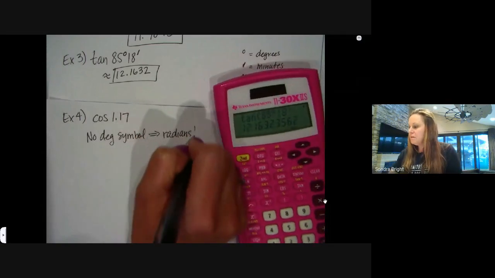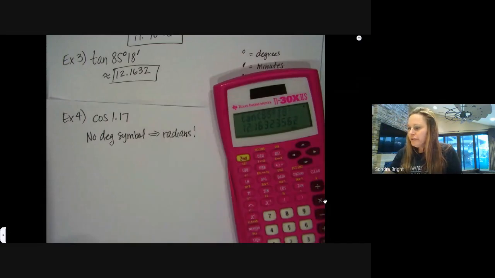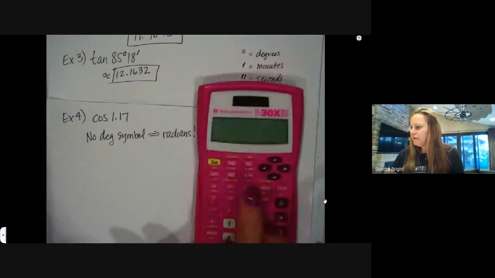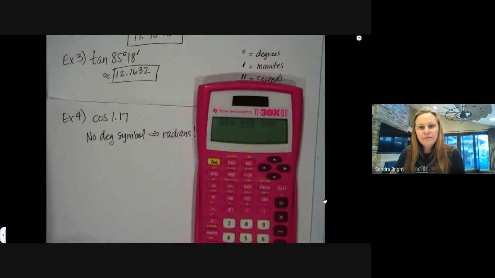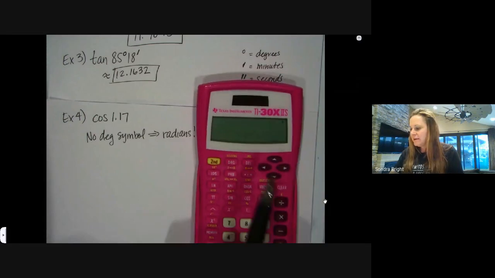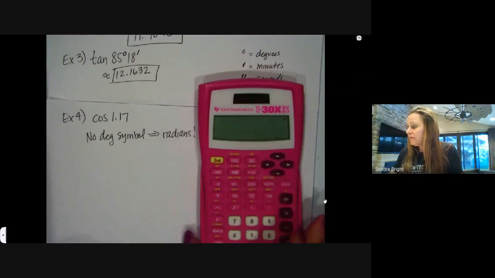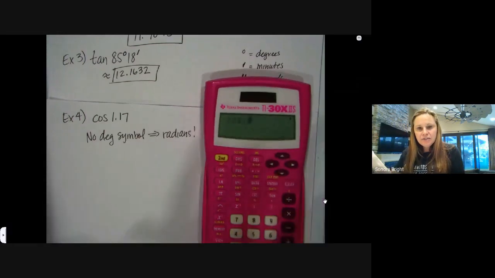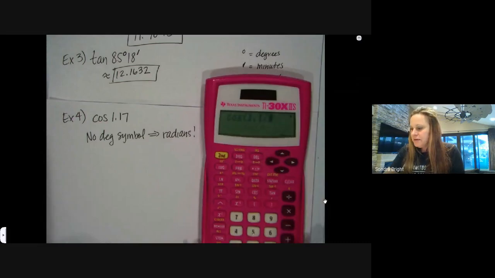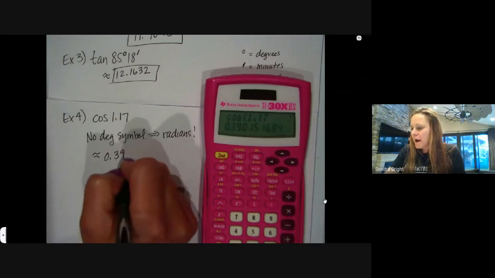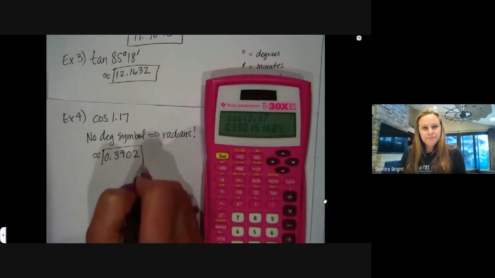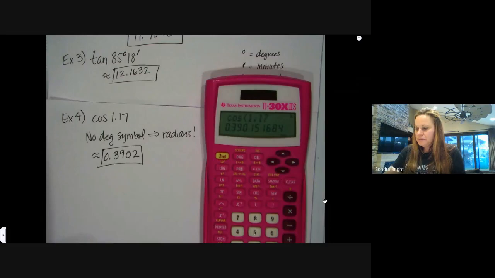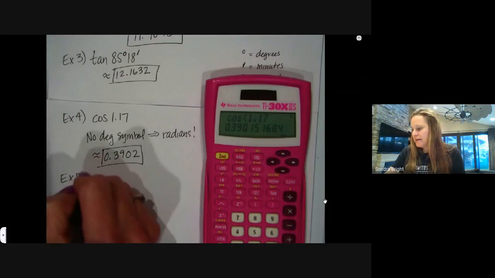So I'll hit DRG, right? DRG. Arrow to the right. Radians is underlined. Hit enter, and sure enough, right down there it says rad. Now we can just hit cosine of 1.17 and hit enter, and it gives me 0.39015. So that 5 is going to tell me to round that 1 up to a 2. And there's your answer for that one. Let's do another one. How about secant of negative 2.5?